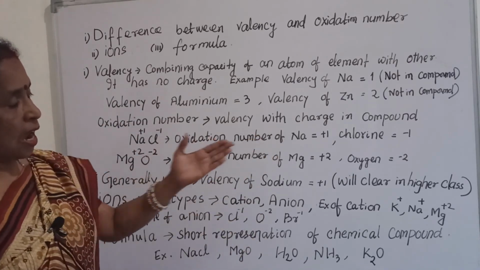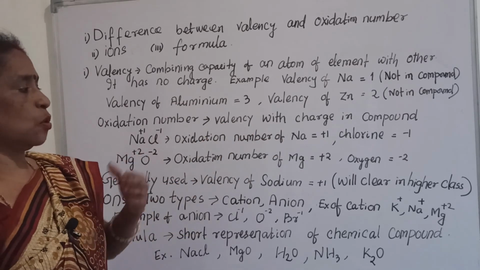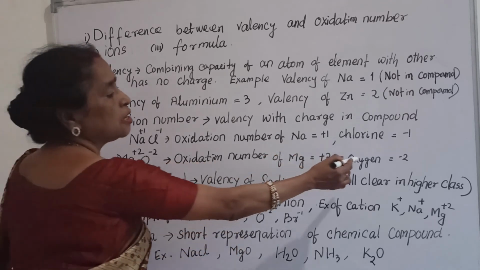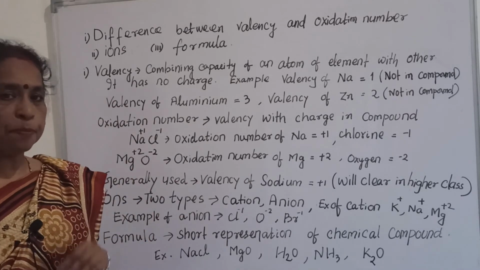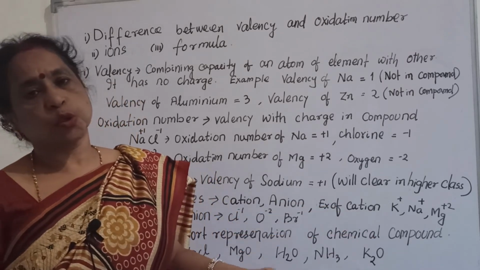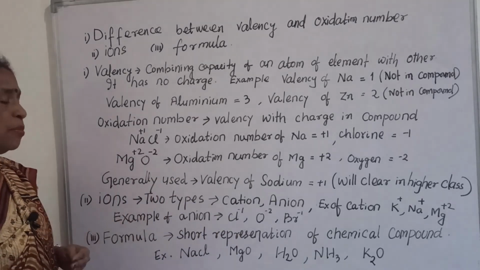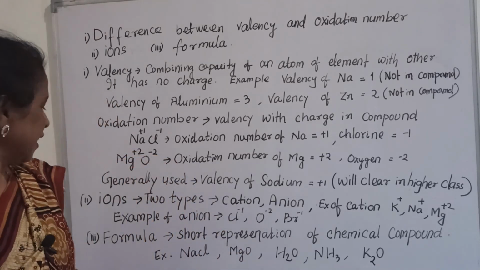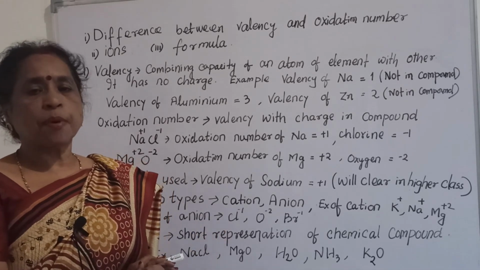So I can say here only the charge, -1. But what it is called is chloride. Similarly, oxygen is called oxide, and its charge is -2. Ions are of two types, positive and negative. Positive ones are called cations, for example K plus, Mg plus 2 and Na plus 1. Examples of anion: Cl minus, Br minus, O minus 2, like this. And formula is a short representation of a chemical compound.